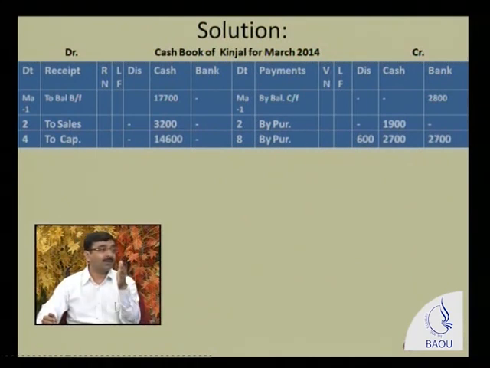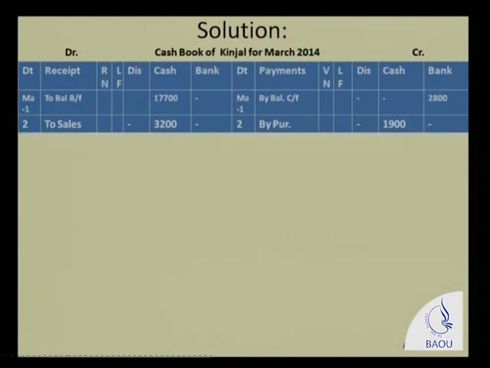Cash account debited, so it's entered as 14,600 rupees in the cash column, and on the receipt side, in the receipt column, it is written opposite the name Capital. This is the way this transaction is recorded in the books of accounts.